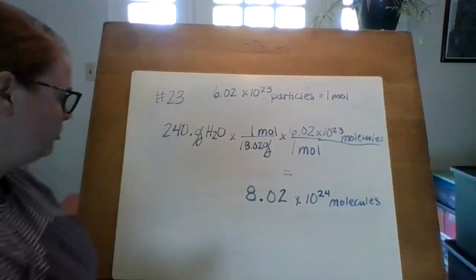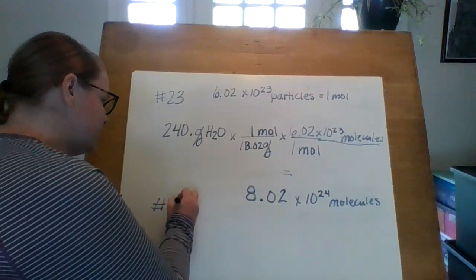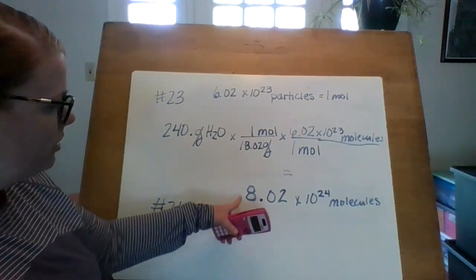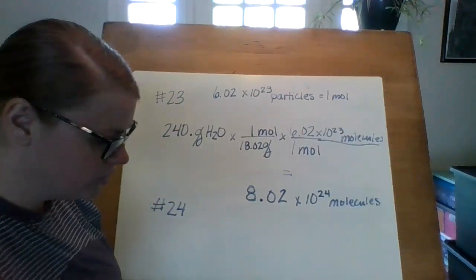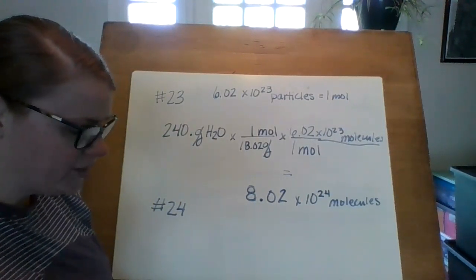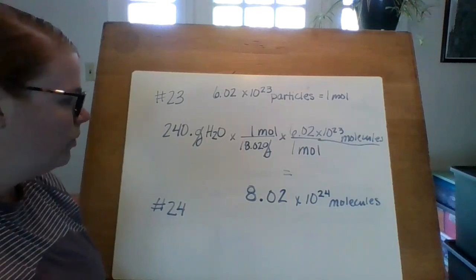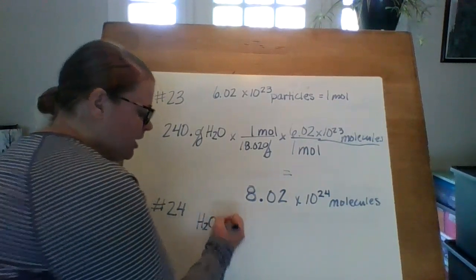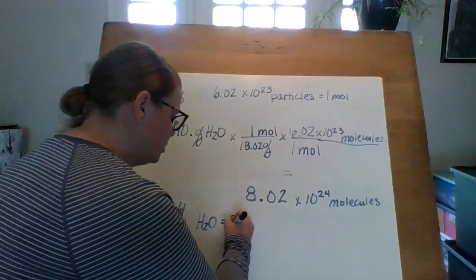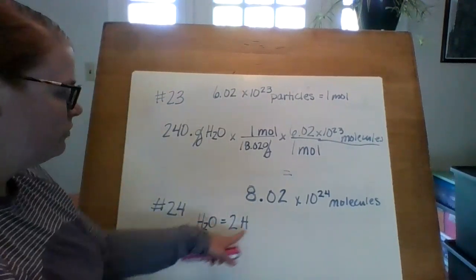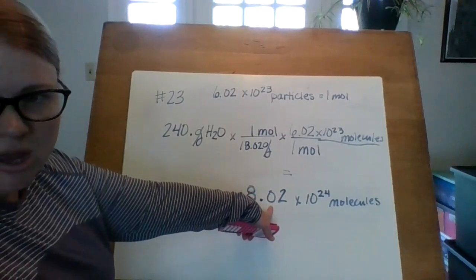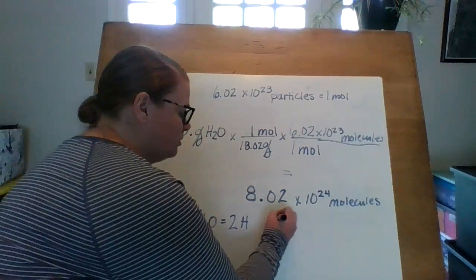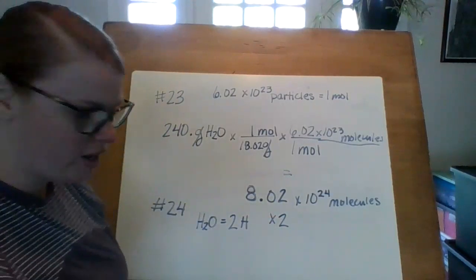I'm going to go ahead and do number 24 while I'm at it because it's the same setup, and it's just one more step. Now that I know I have this many molecules, number 24 is asking how many total hydrogen atoms are there? Well, in H2O, how many hydrogens are there? There are 2 hydrogens. So if I have this many molecules of water, what do I need to do to find just hydrogen? All I'm going to do is multiply that number by 2.